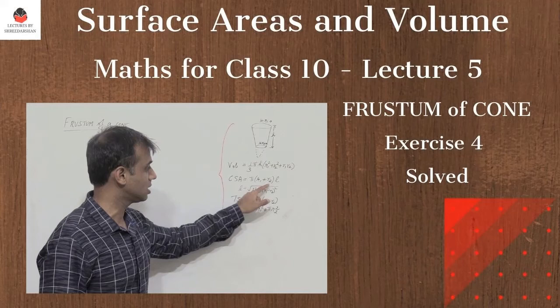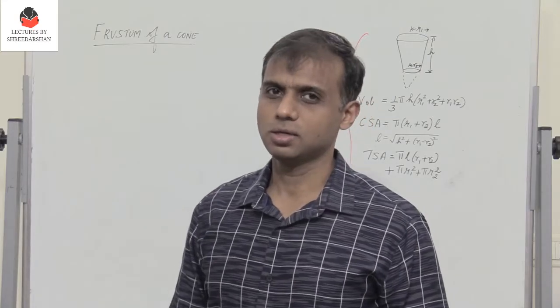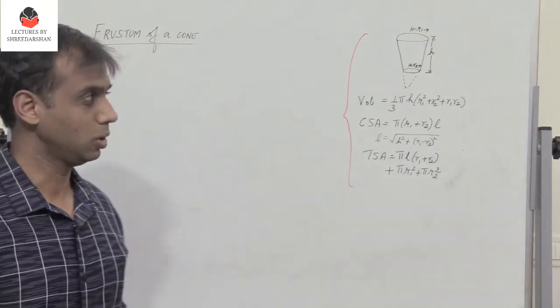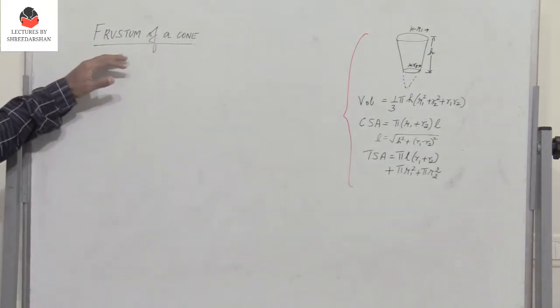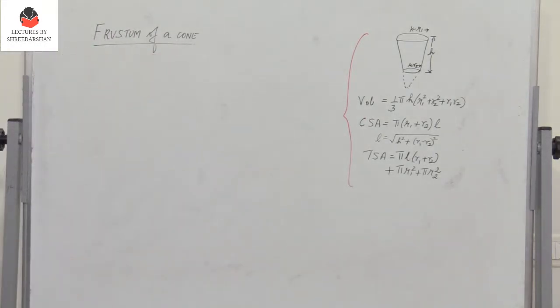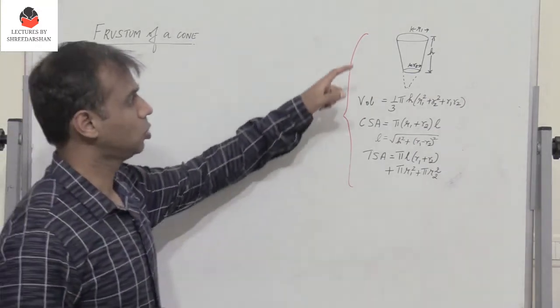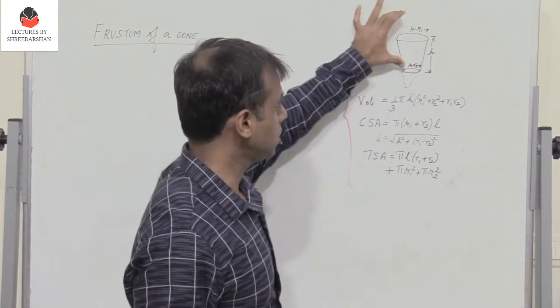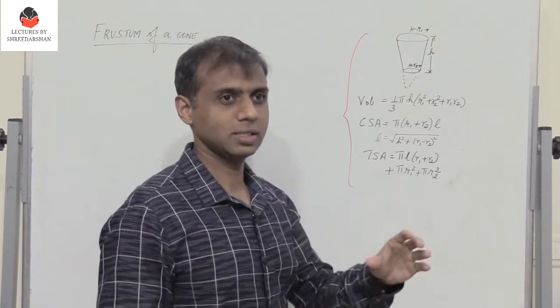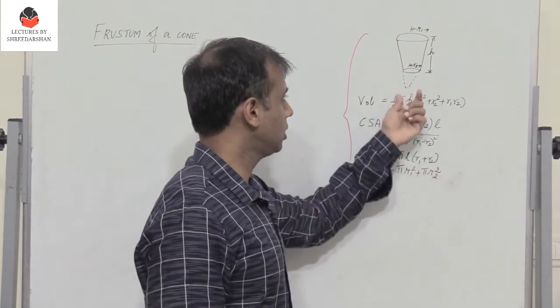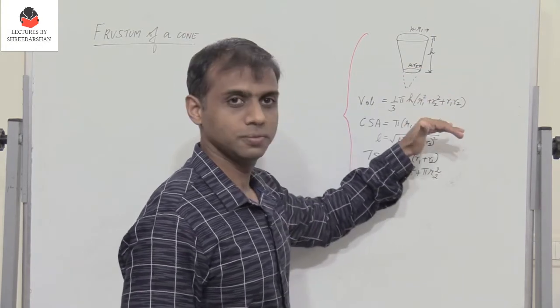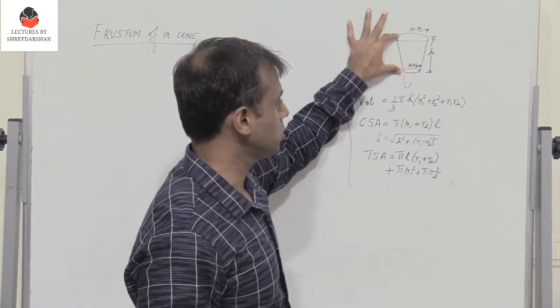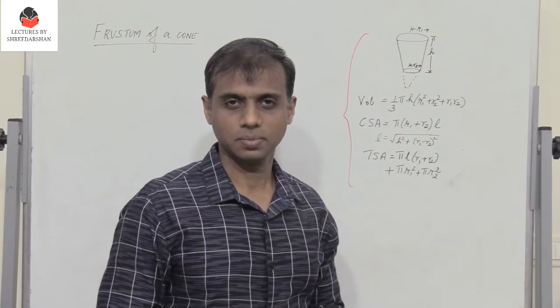Hello students. So finally we deal with the last topic of surface areas and volumes, where we talk about frustum of a cone. So what is a frustum of a cone? So here is a cone, and if the cone is actually cut such that you get this region, it's like you have a cone here and a portion is cut off, and you have a portion which resembles a glass.